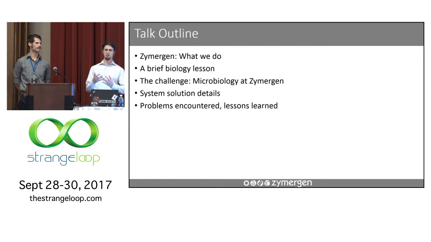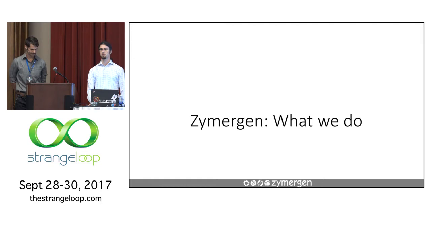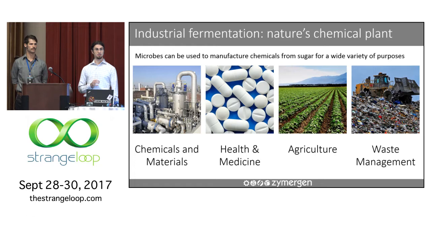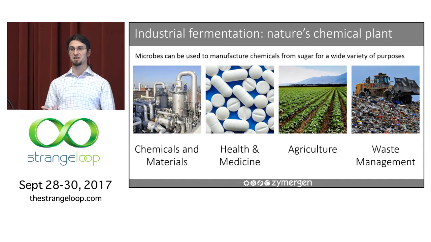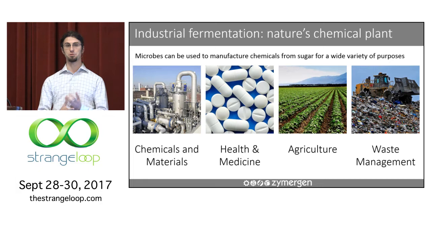So let's start with what it is that we exactly do at Zymergen. Zymergen is in the industrial fermentation industry. We make microbes that make chemicals. If you saw the previous talk on biomaterials, you might have seen some aspects of this. Industrial fermentation is a technology that allows microorganisms like yeast or bacteria to ferment sugar into a wide variety of chemicals for any number of purposes.